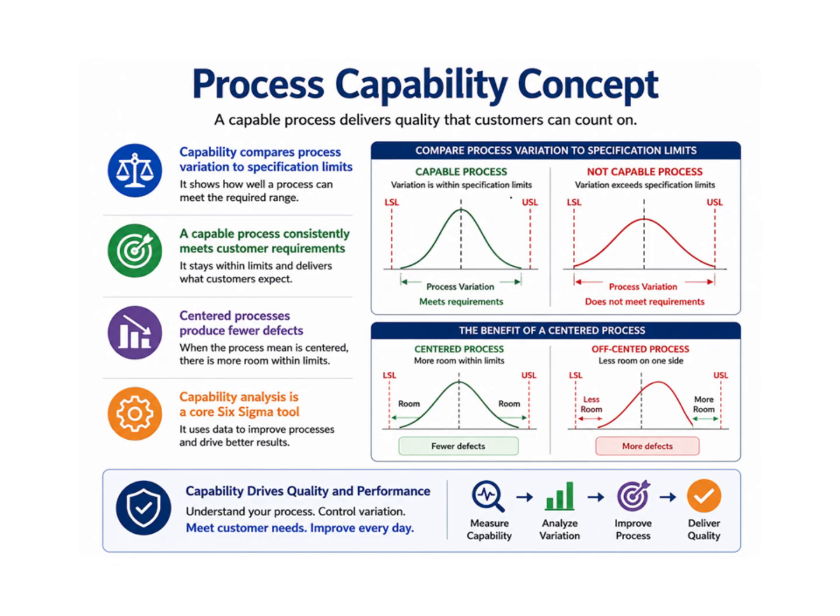Process capability analysis is a core Lean Six Sigma tool used to measure capability, analyze variation, improve processes, and deliver consistent quality. Later in the course, we will introduce numerical capability metrics, such as CP and CPK, that quantify how well a process fits within its specification limits. Six Sigma organizations pay close attention to process capability because it directly influences quality, consistency, and customer satisfaction.